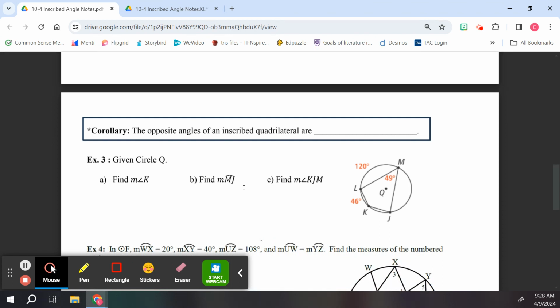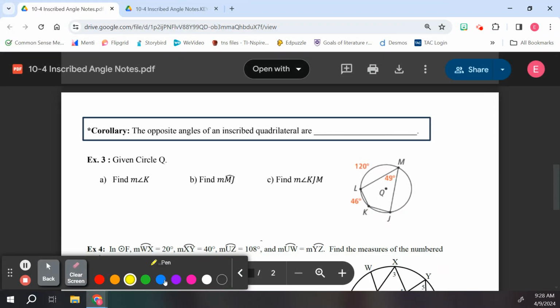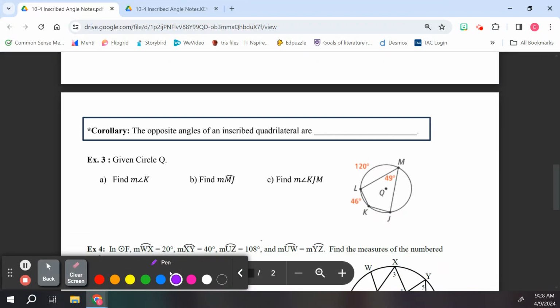All right, so it says here's another corollary. The opposite angles of an inscribed quadrilateral are, in this case, supplementary. So given circle Q, it says find the measure of angle K. Well, measure of angle K is directly across from this 49-degree angle. So we're just going to take 180 minus 49, which gives us 131 degrees.